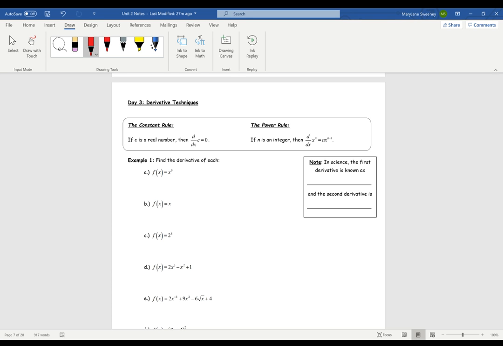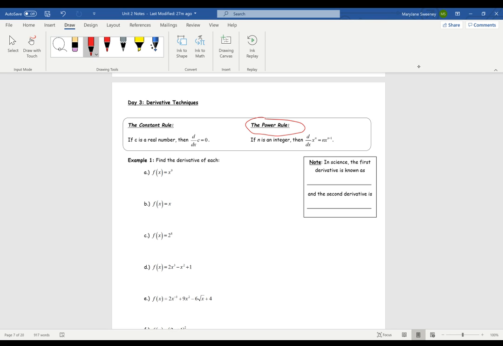Okay, so now that we've spent a couple days on the definition of derivative, we're going to look at some derivative techniques using mostly something called the power rule of limits. They say if n is an integer, then d/dx of x to the nth power is n x to the n minus 1.